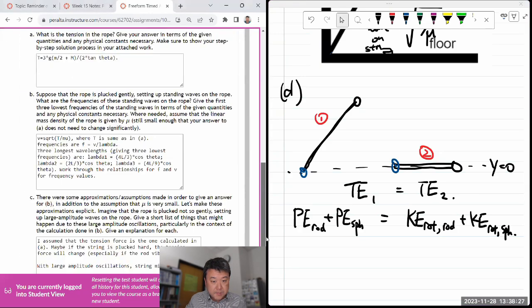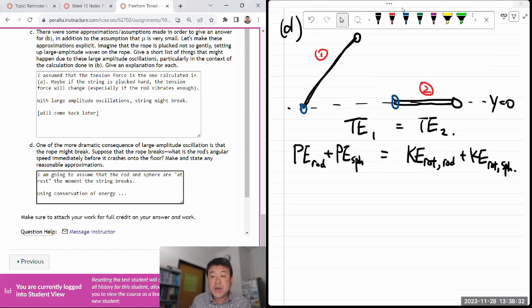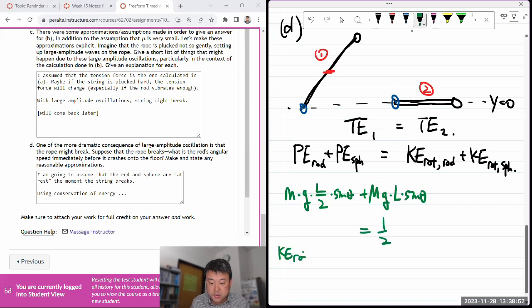So with that, let me write down the expressions. For the gravitational potential energy of the rod, I use the height of the center of mass, so it'll be mass of the rod times g times the height of the center of mass, which will be L over 2 times sine theta, plus the sphere, capital M times g times L times the same sine theta. That should equal the kinetic energy you get, 1/2. So the rotational kinetic energy is 1/2 rotational inertia times omega squared.